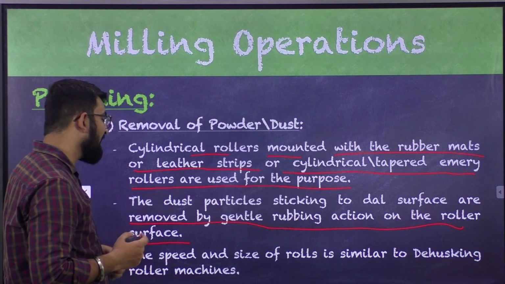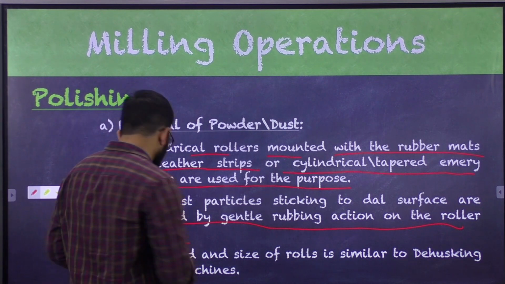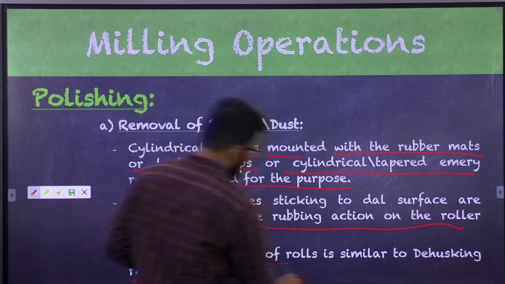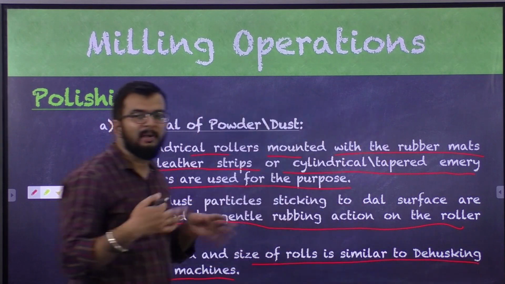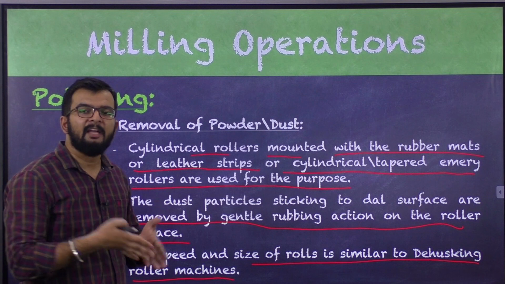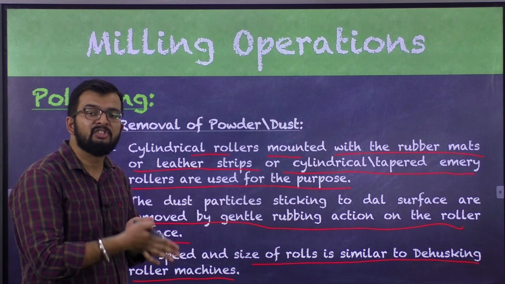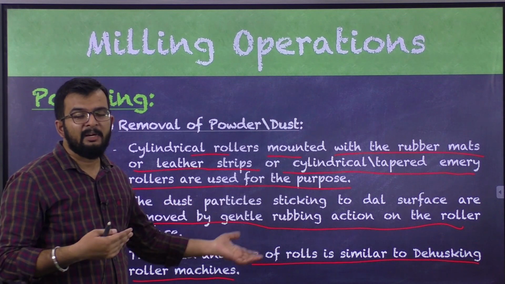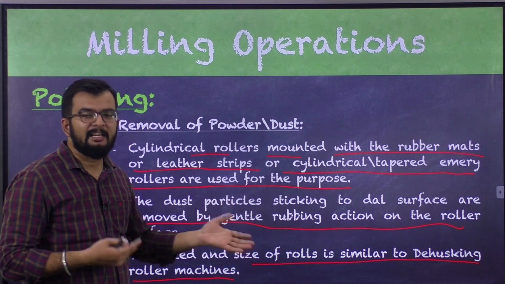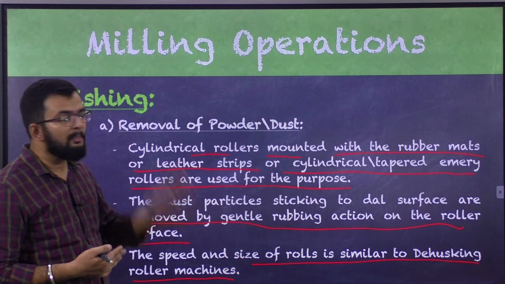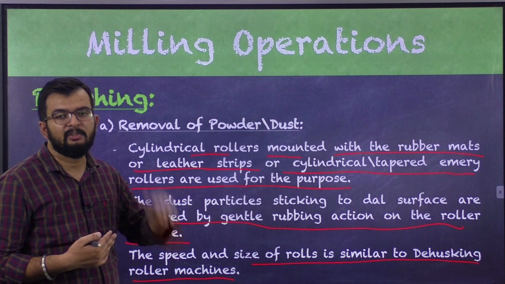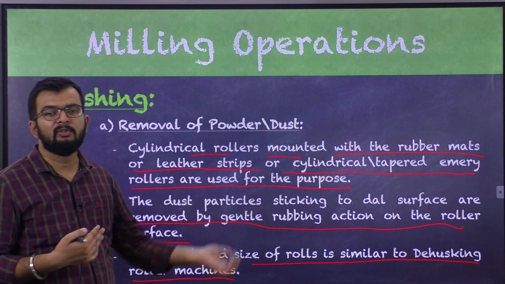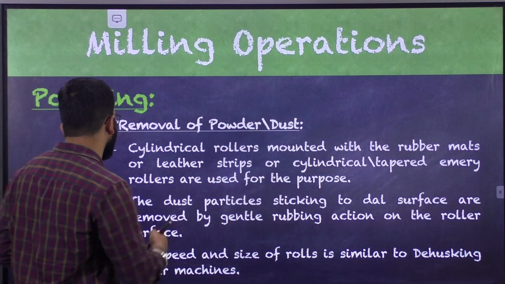See, the speed and the size of the roll is similar to the dehusking roller machine. Okay, so in dehusking we are applying some force or abrasion to remove the husk, but in this case we need not apply that much abrasion or force. We are simply passing it so that it comes in contact with the rubber roller, so that it will remove the powder on the surface of the pulses.